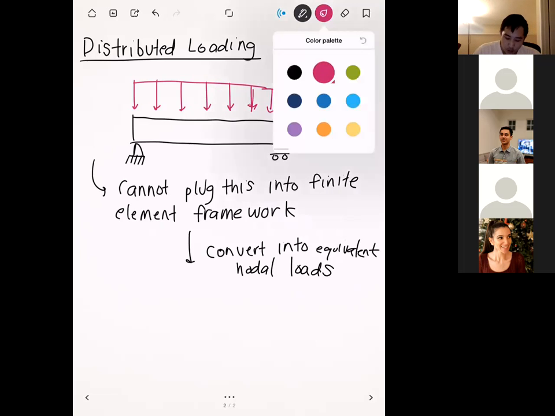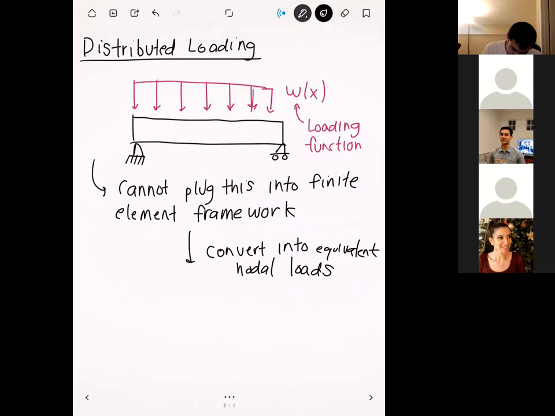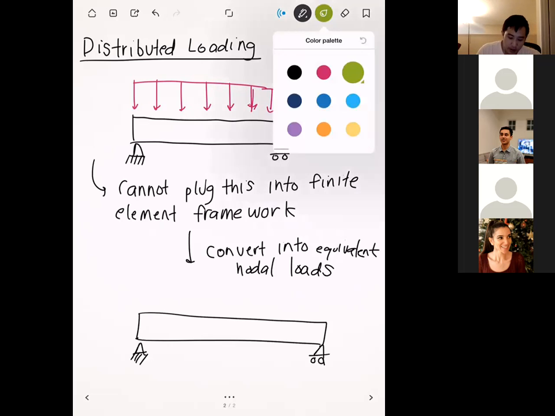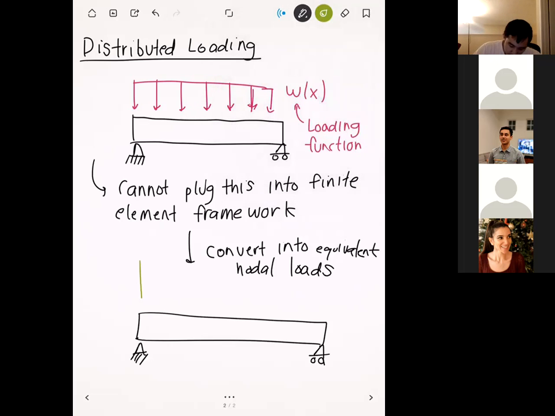Right. And so what we want to do is convert this into a situation that looks like this. Right? And so instead of a load that's distributed over the beam, what we're going to have instead are loads that are acting on the nodes of our beam. Okay.